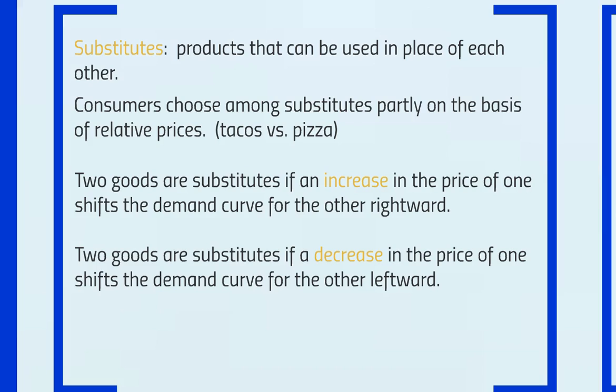So tacos versus pizza. We've talked about if Little Caesars starts having a sale where you can get a whole pizza for $2, you may stop there versus Taco Bell during lunch one day. Two goods are also substitutes if a decrease in the price of one shifts the demand curve for the other leftward. Sorry, I just gave you that example. So if Little Caesars raises their prices, you may go get tacos more. If tacos decrease their prices, you may get tacos more. Okay? So just think about substitutes. They are products that can be used in place of each other.